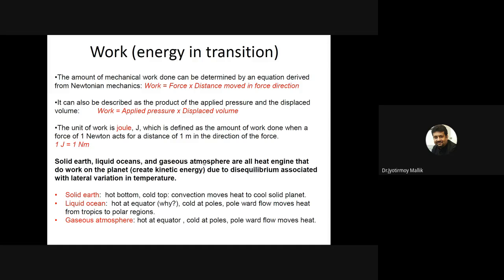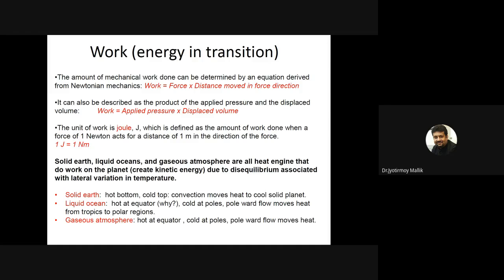Solid Earth, liquid oceans, and gaseous atmospheres are all heat engines that do work on the planet and create kinetic energy due to the disequilibrium associated with lateral variation in temperature. So anything that we are studying, the solid earth, the liquid ocean, or the gaseous atmosphere, they all behave as heat engines. So what happens? There is a change in temperature that would create a disequilibrium, and that disequilibrium will be manifested by the work done by the system.